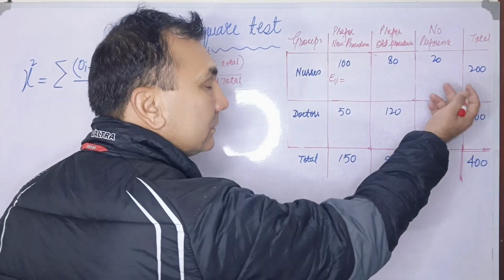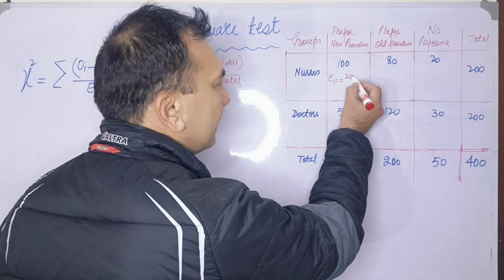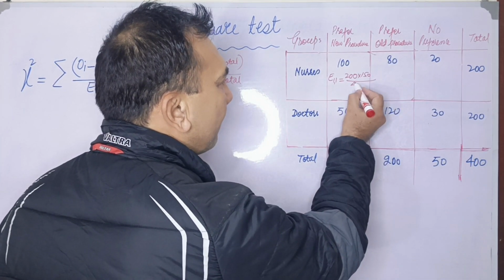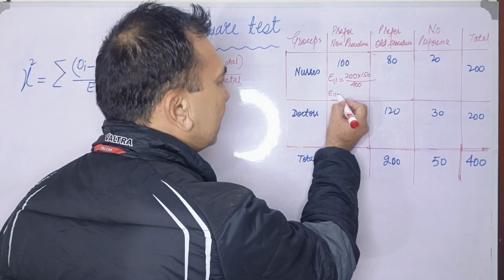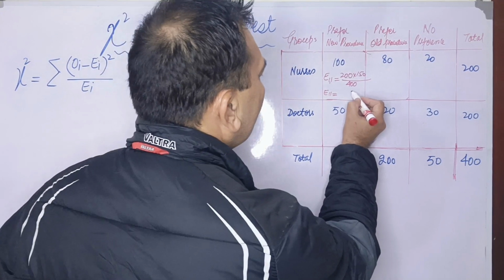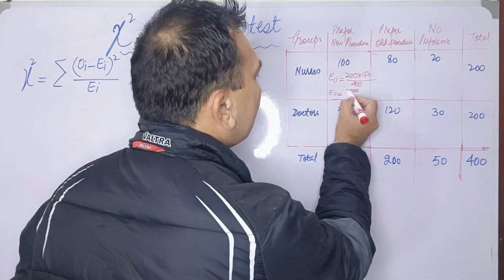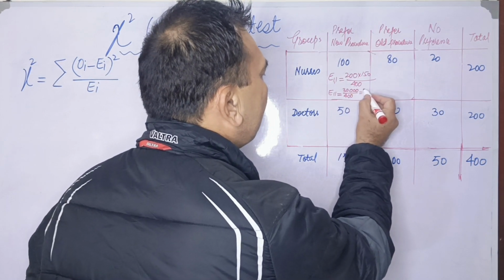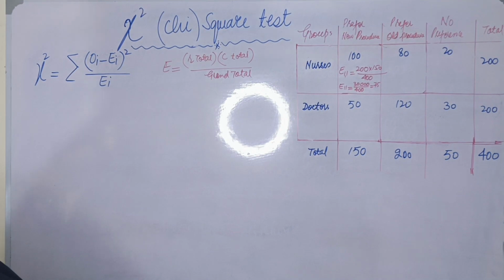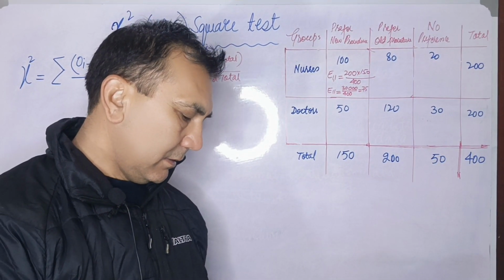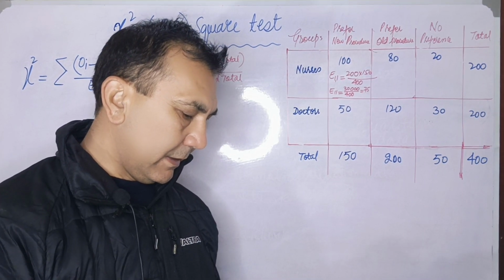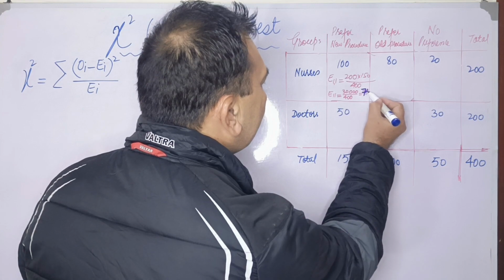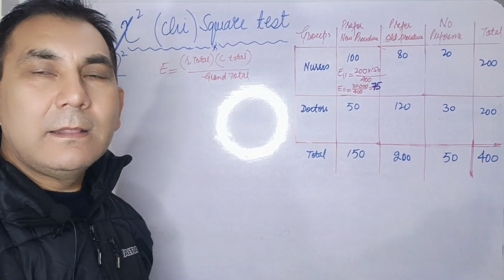The total of row 1 is 200, the total of column 1 is 150, and the grand total is 400. So E11 is 200 multiplied by 150, which is 30,000, and 30,000 divided by 400 is 75. So 75 is the expected value of cell 1.